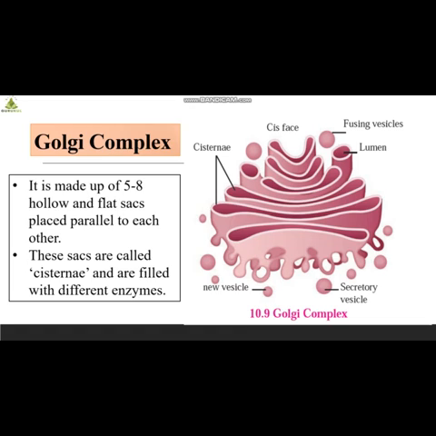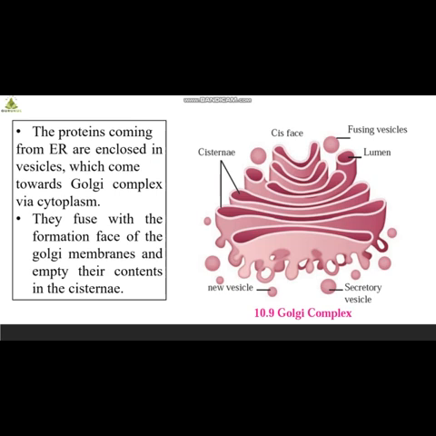So the Golgi complex is made up of 5 to 8 hollow flat sacs placed parallel to each other, and these sacs are called cisternae, and they are always filled with enzymes. The proteins which are coming from the endoplasmic reticulum. What is ER, endoplasmic reticulum? Students, we have seen the function of endoplasmic reticulum, in that the second function was conduction of proteins.